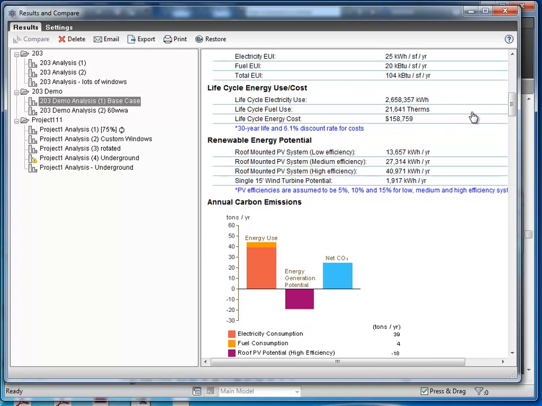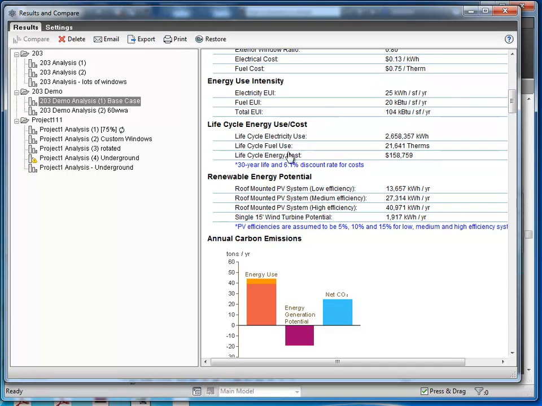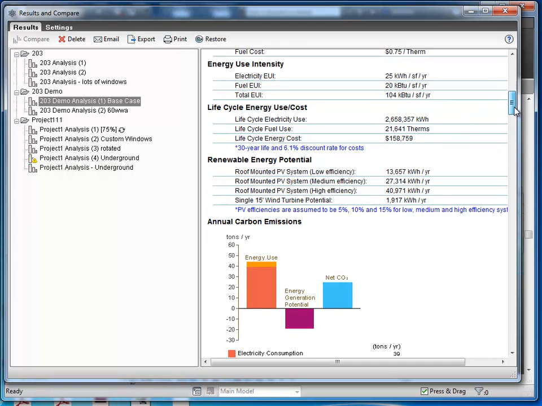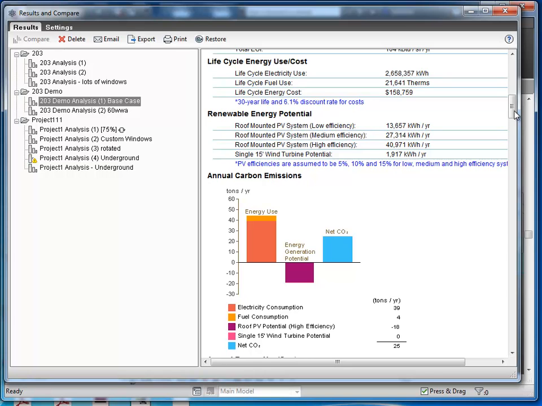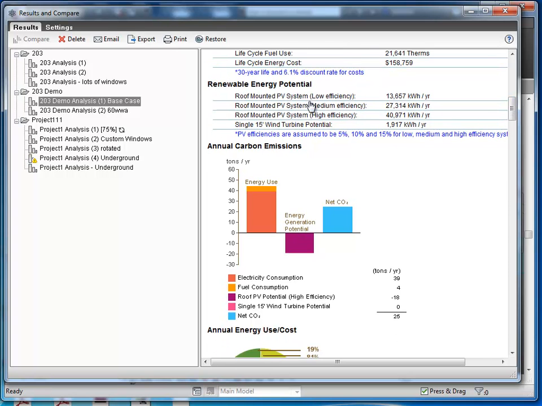Okay, now this is also a very important thing. There's also life cycle, so you can multiply everything times the square footage and times the years. 30-year lifespan for a building is typical. If you can increase that, of course, you're also being more sustainable, because every 30 years you have to tear down a building, it's not very sustainable. But this is important for you guys, the renewable energy potential.